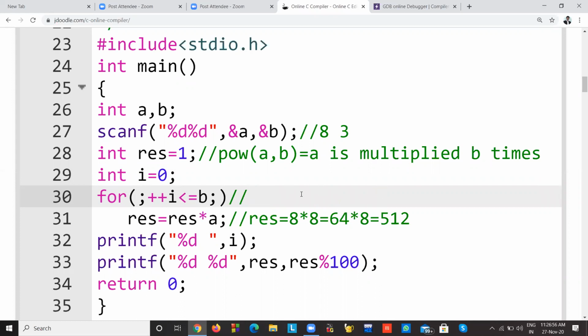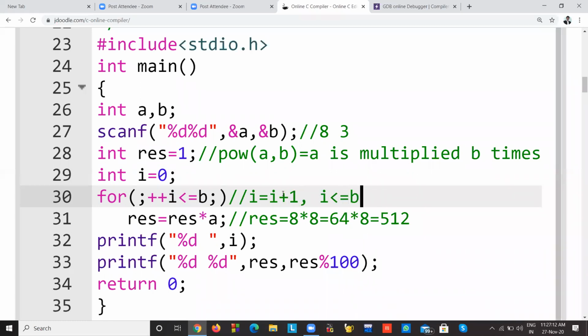So it is a pre-increment. So here in the test there are actually two expressions. ++i <= b. So it is nothing but i = i + 1, this is one expression, and the second expression is i <= b. Okay, but the first time, because it is an increment, first i gets incremented, then the test condition is evaluated.